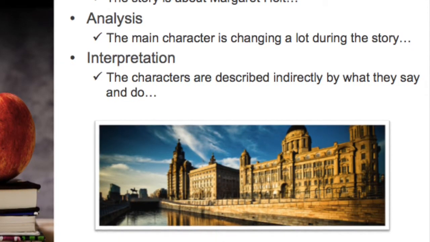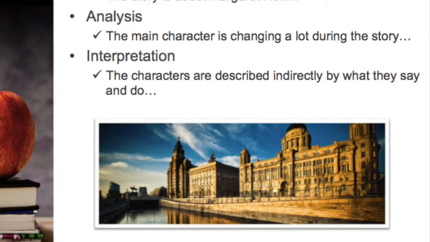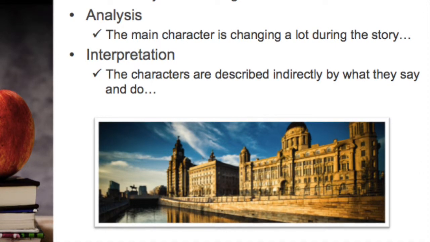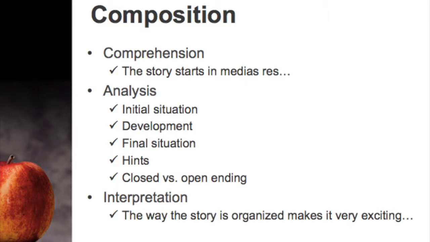As the story continues, she feels more and more independent. When she finds out that John has also cheated on her, she is very consequent and she leaves John and moves into her mother's flat. The characters are described indirectly by what they say and do. Composition. The story starts in medias res. It is chronologically organized. We follow Maggie from her meeting with Connor to her moving from John.